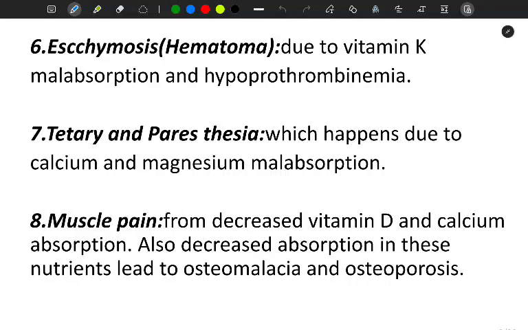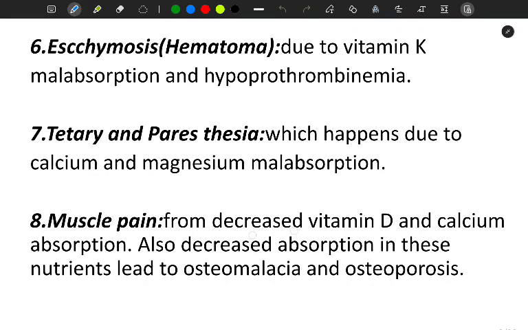With this malabsorption, vitamin K will be malabsorbed and eventually we don't have coagulation factors. Tetany and paresthesia because of malabsorption of calcium, magnesium, and bad vitamin D absorption. Muscle pain: vitamin D, calcium, magnesium, as well, are muscle stabilizers, we know. Decreased absorption of this will be, as we said before, osteomalacia and osteoporosis.